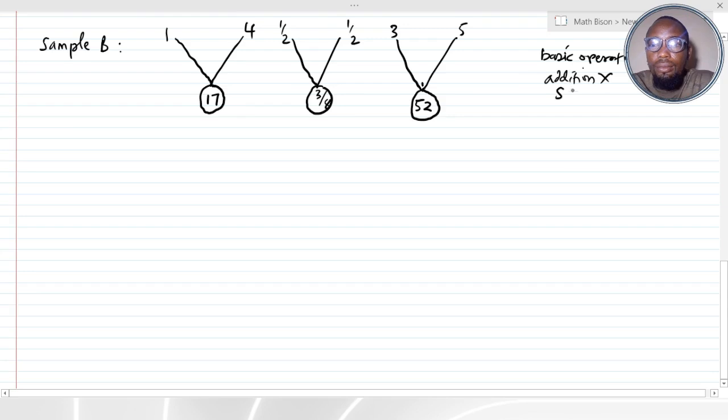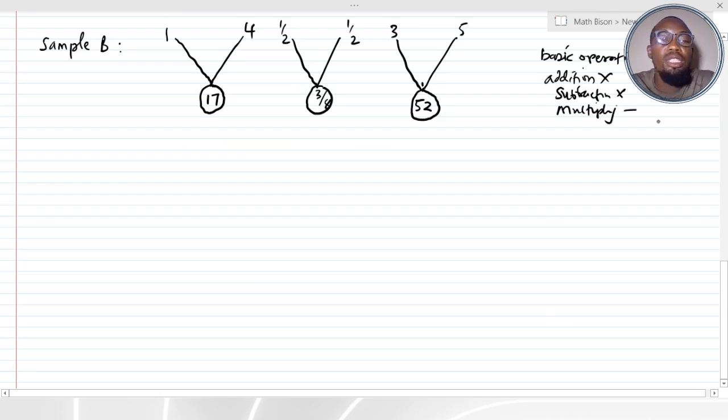Subtraction. Subtraction will not also work because 4 minus 1 does not give us 17. Half minus half is 0, not 3 over 8. And 5 minus 3 should be 2, not 52. Subtraction is not working, so let's check multiplication.